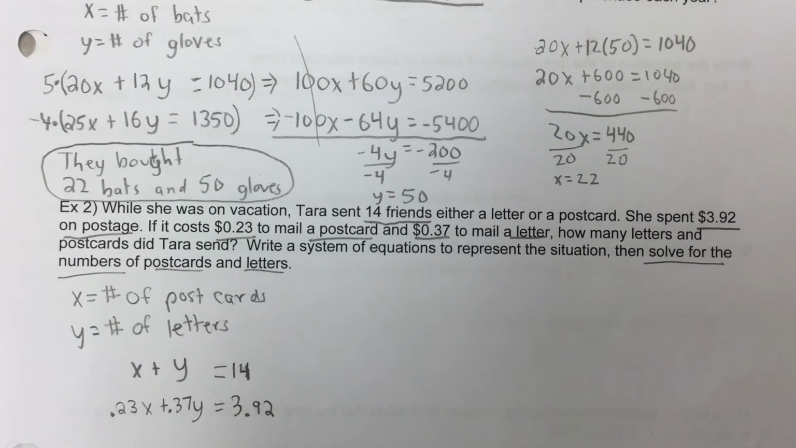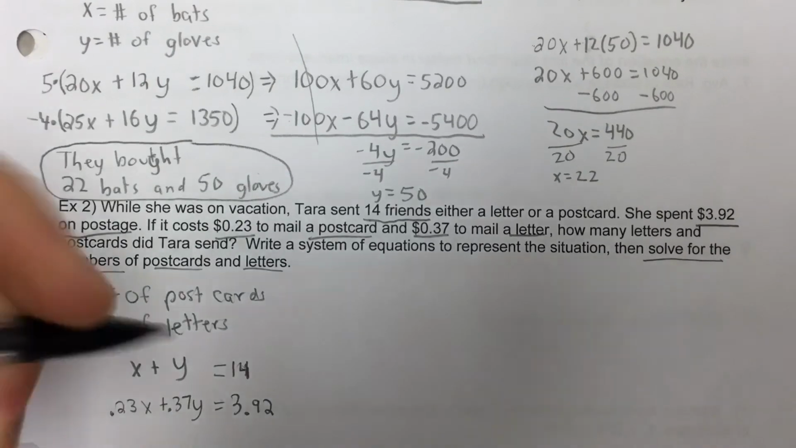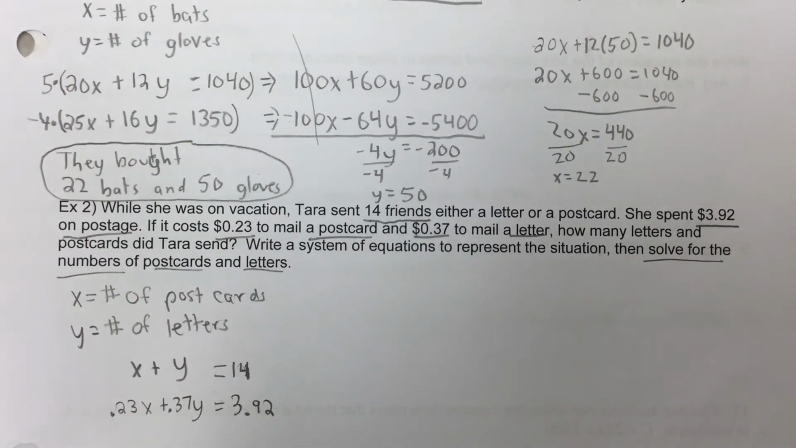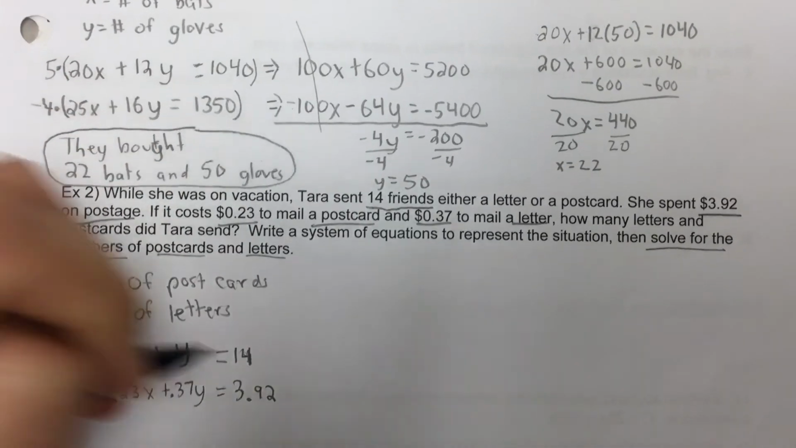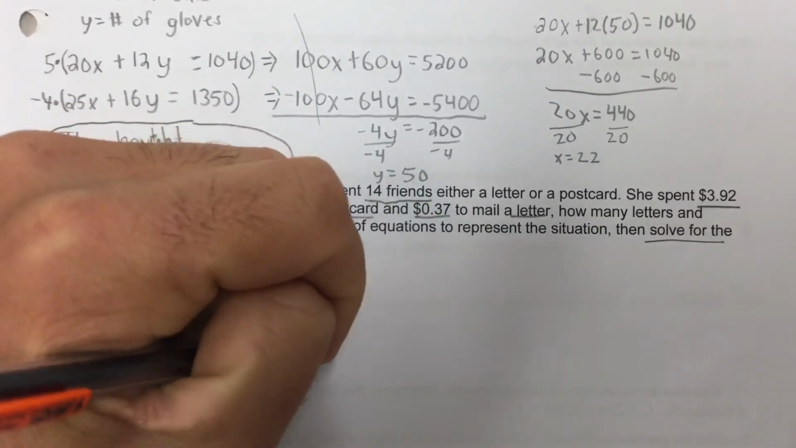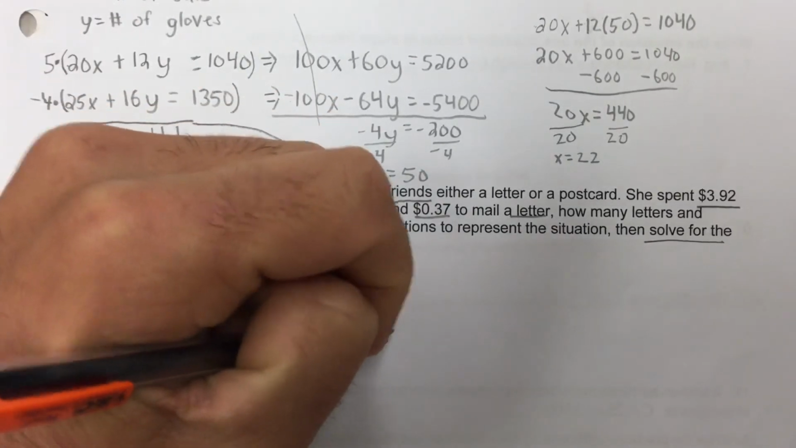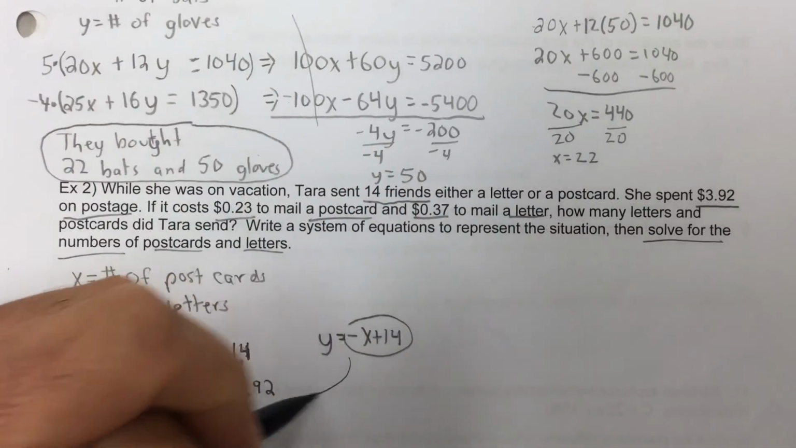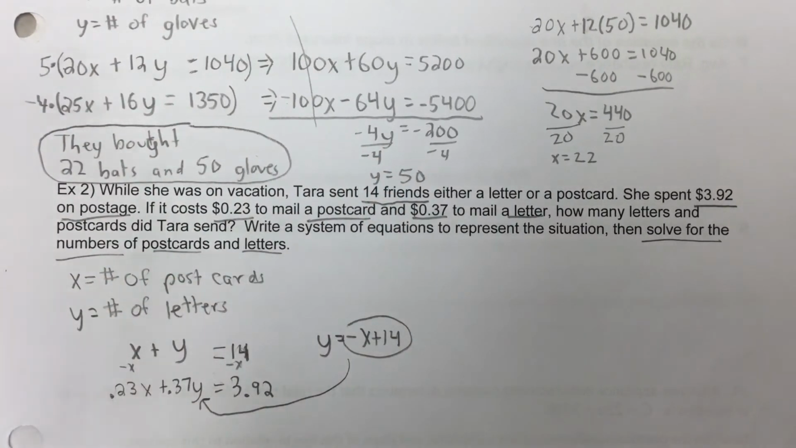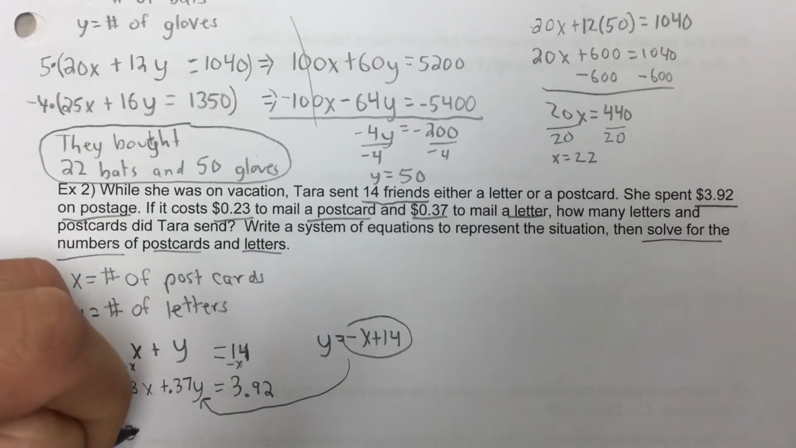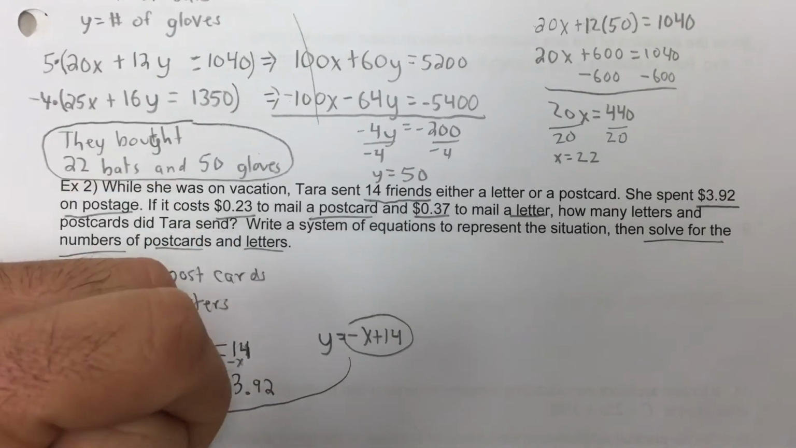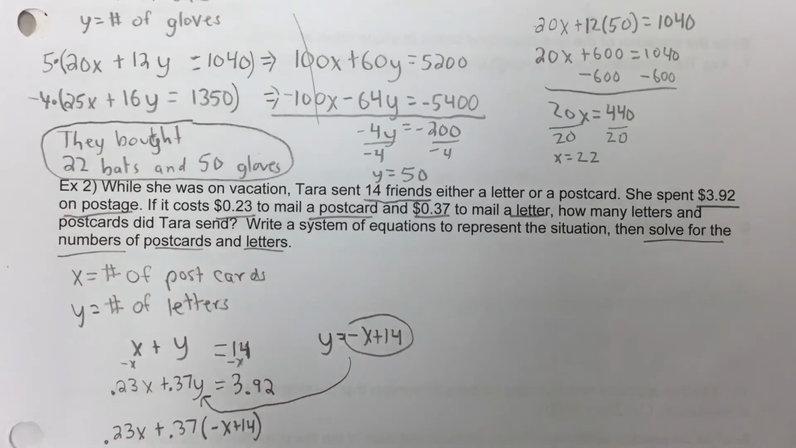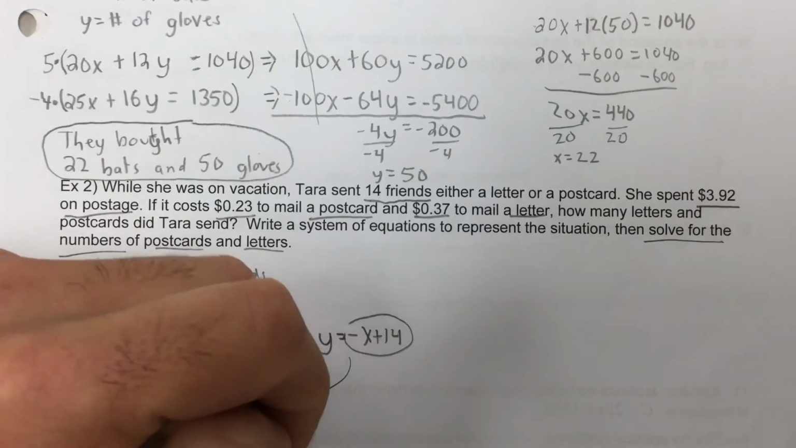From there, we can choose whether we're going to use substitution or elimination. In this case, since I have a 1 in front of these variables, I would actually probably use substitution. And I'm going to try and get the y by itself. So to get the y by itself, I'm going to subtract x. So my equation would be y equals negative x plus 14. And I'm going to take that and put it in for y in my other equation. So that would give me 0.23x plus 0.37 times y, but y is equal to negative x plus 14. That's equal to $3.92.